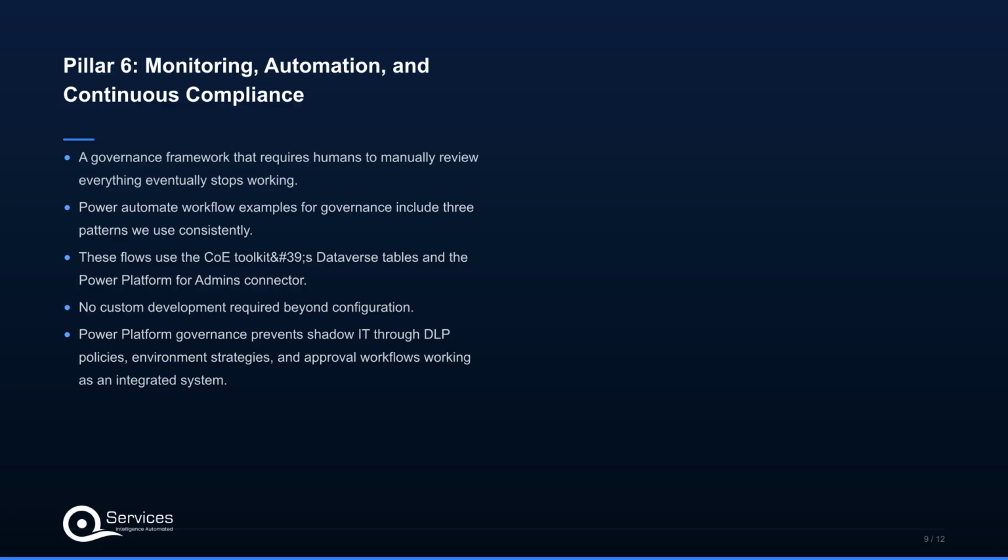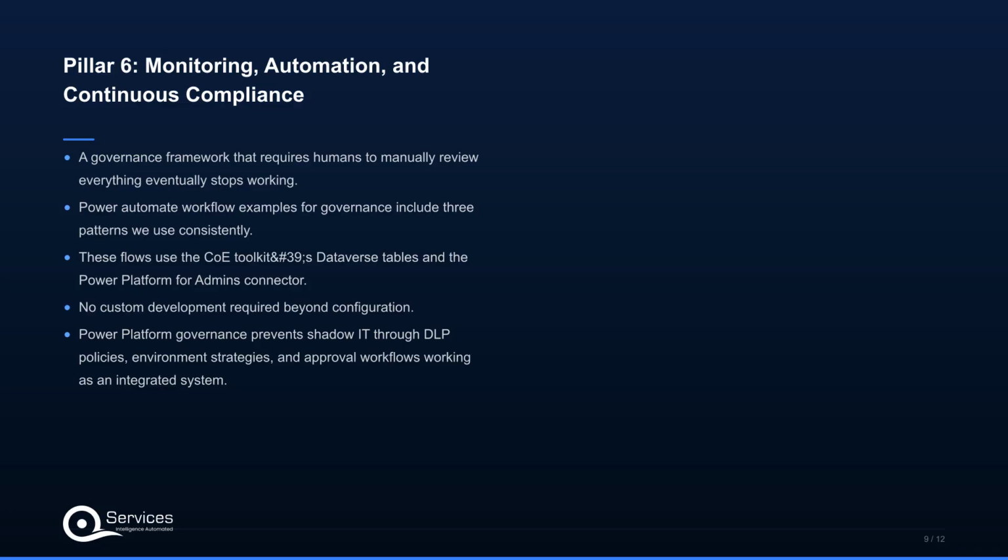Power Automate workflow examples for governance include 3 patterns we use consistently. First, a compliance questionnaire flow that triggers automatically when a maker creates an app using a premium connector, requiring them to document the business justification before the connector stays active. Second, a weekly inventory flow that identifies apps with no documented owner in the COE inventory and sends ownership confirmation requests to the listed creator.